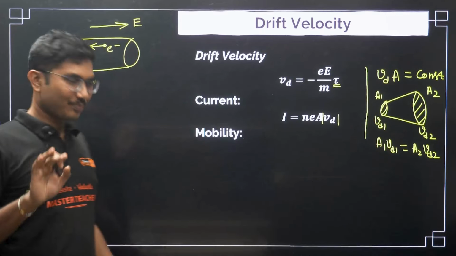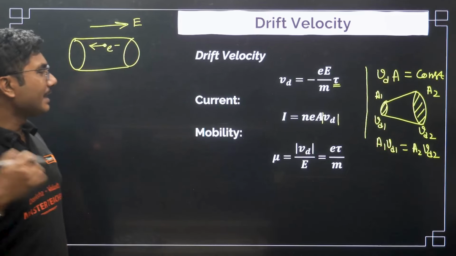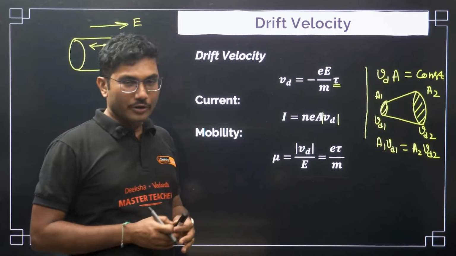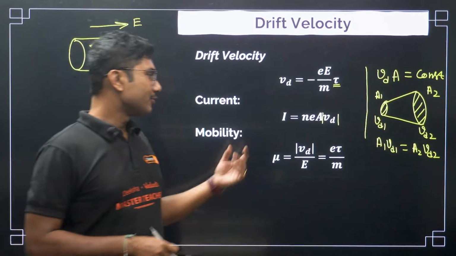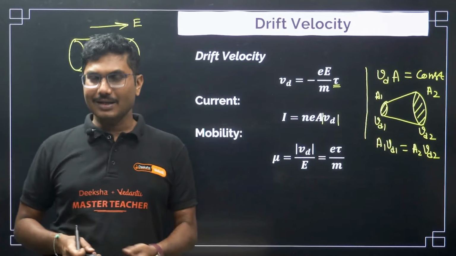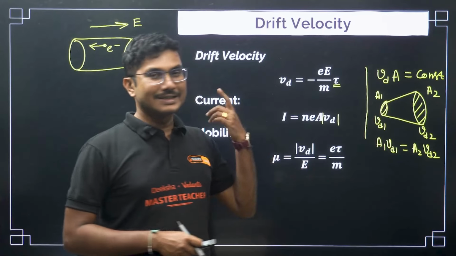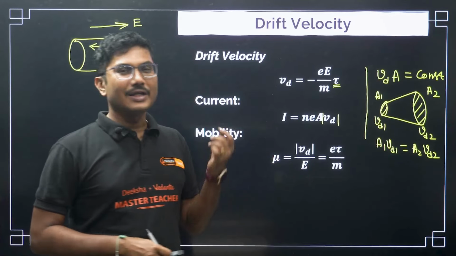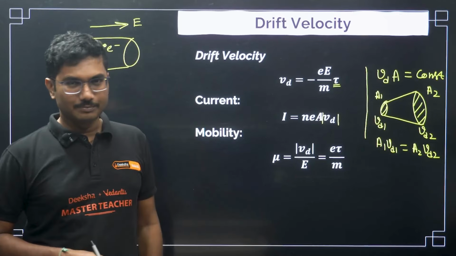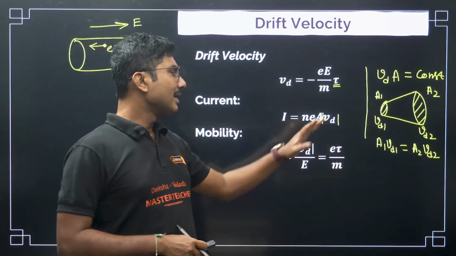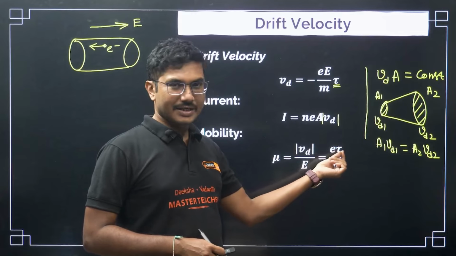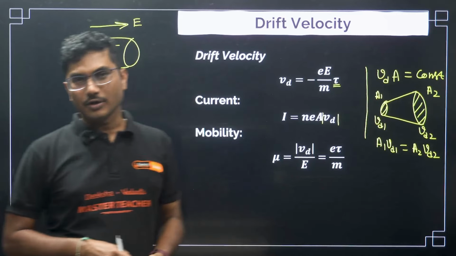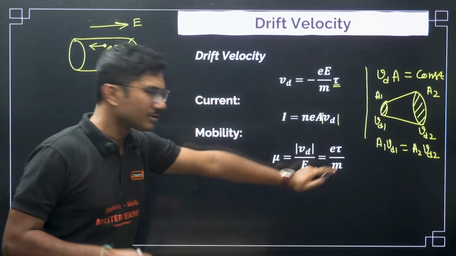Now mobility is defined as the modulus of drift velocity divided by the applied electric field. If the value of mobility is higher, that means you can generate a large current using a small electric field. Its exact value is charge of an electron times relaxation time divided by mass of electron. Here m is the mass of the electron.